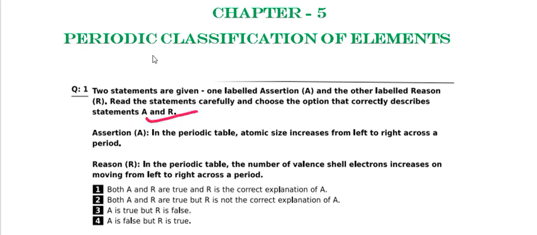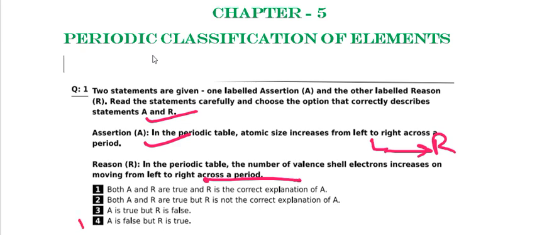Assertion: in the periodic table, atomic size increases from left to right across a period. Reason: in the periodic table, the number of valence shell electrons increases on moving from left to right across the period. Left to right, right. When you move left to right, it increases. Right. So we have 4 options, 1, 2, 3, 4. What will we go for?